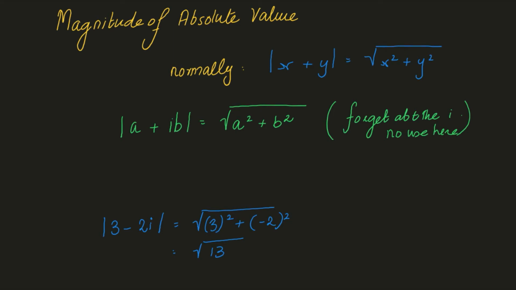So down here we have another example. The magnitude or the modulus of 3 minus 2i is equal to root of 3 squared plus -2 squared, and that gives you root of 13. So we will simply not do anything about the i when we have to find out the magnitude of something that has a complex number inside it or an imaginary number inside it, which is i or root of -1.